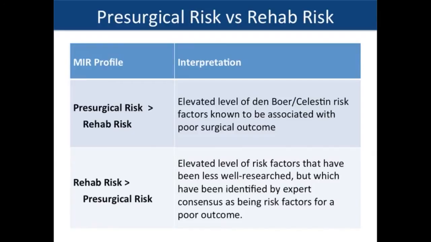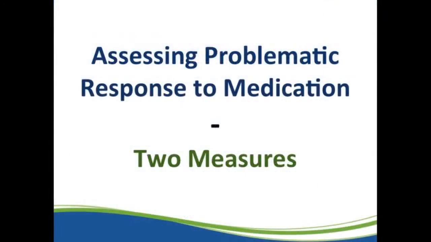Next, let's think about assessing problematic response to medication. When we were thinking about assessing risks for medical treatment, we were intending to produce one scale, but ended up producing two, pre-surgical and rehab risk, for reasons we discussed. When we were trying to develop a scale to measure problematic response to medication, we were intending to create one scale, but again, we ended up with two for the reasons I'm about to explain.